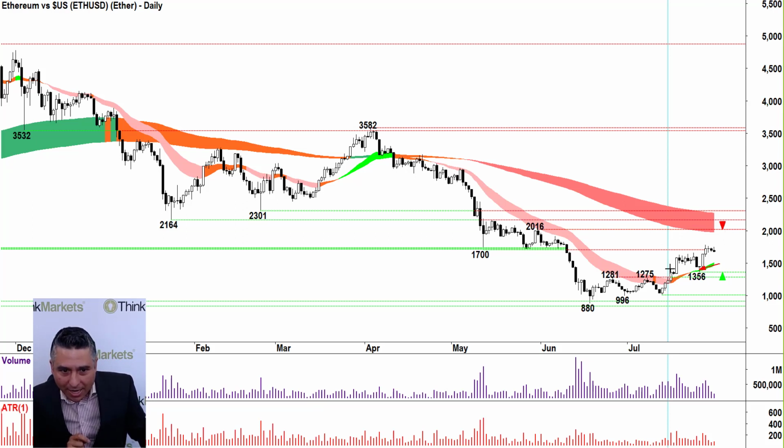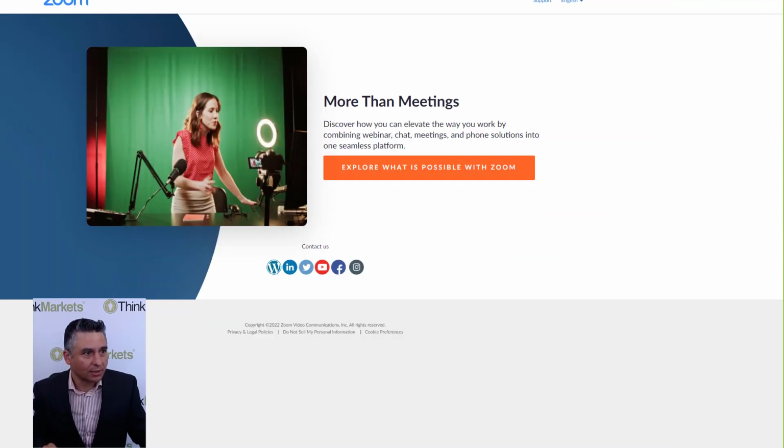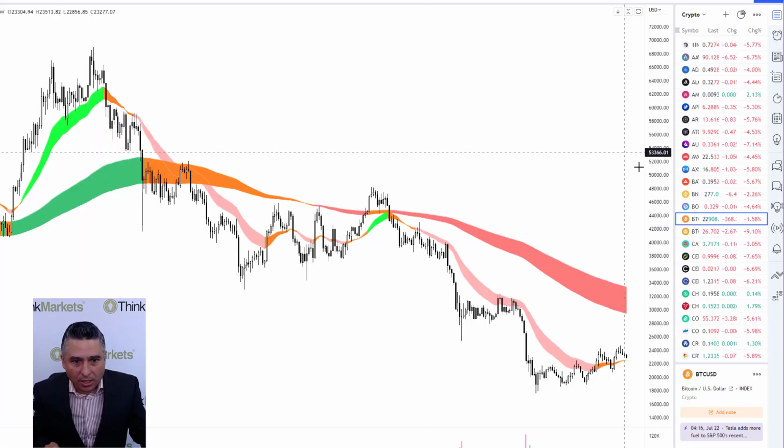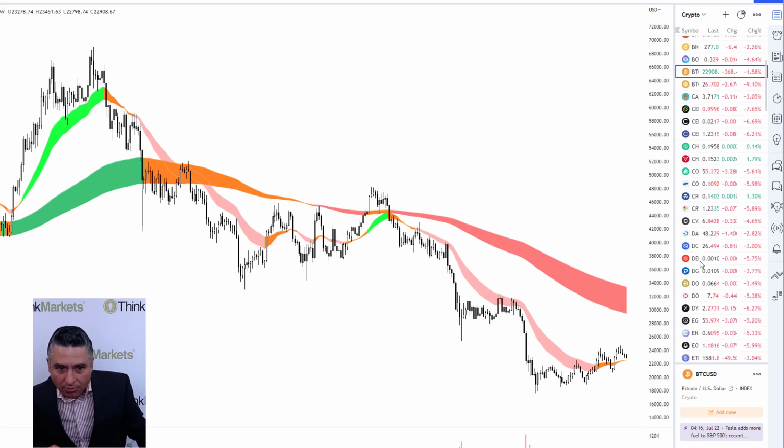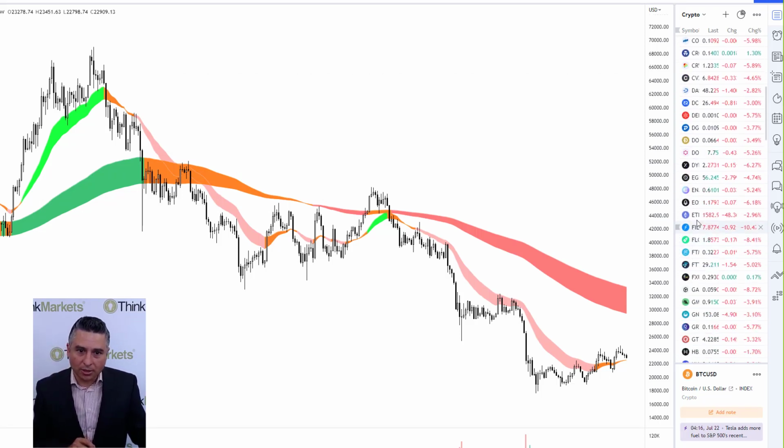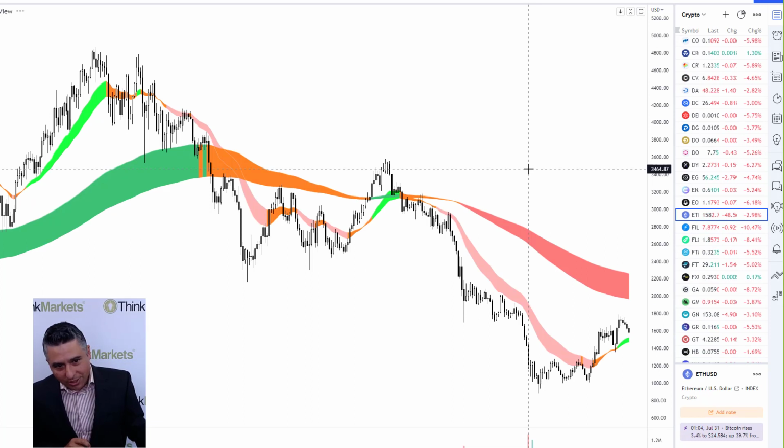2016 would be my next upside target as long as we stay above 1356. Let me give you the live chart. That is not where I wanted to go. I want to go here. You can see that's Bitcoin on screen, and then we're going to go to Ethereum, which is here.